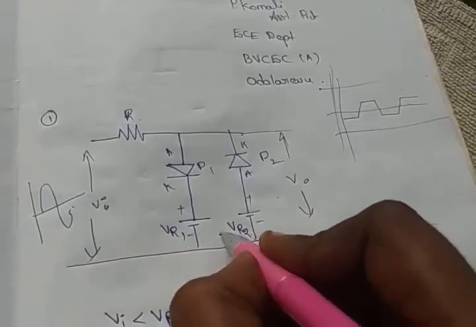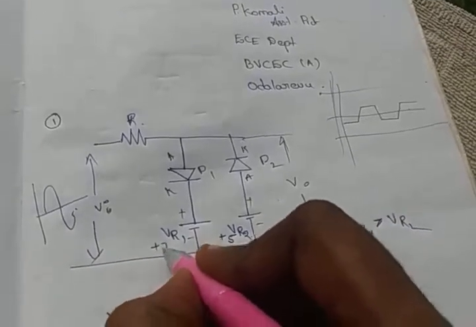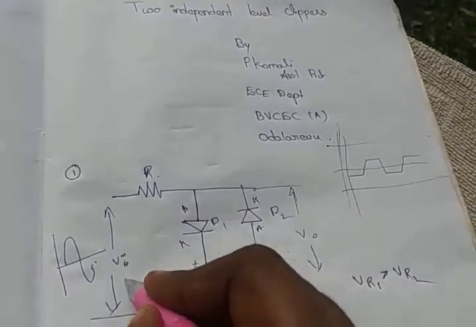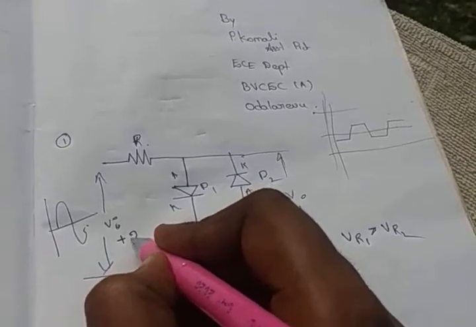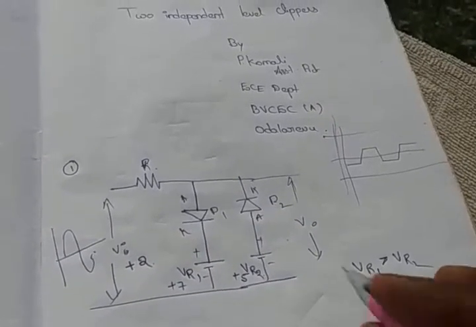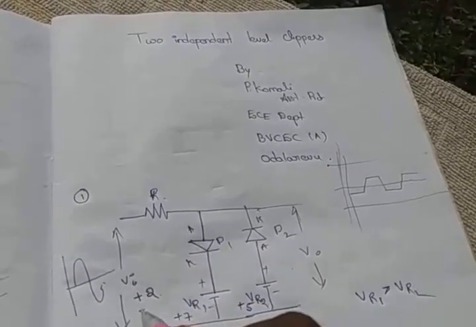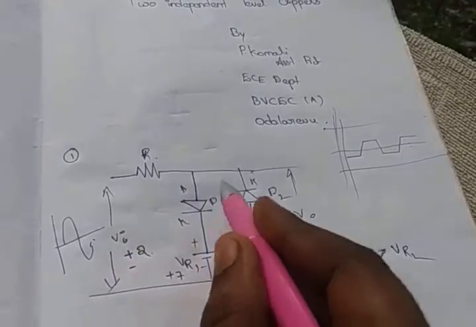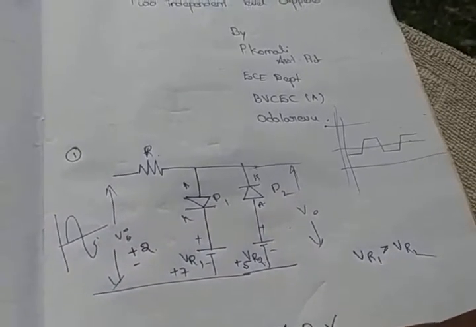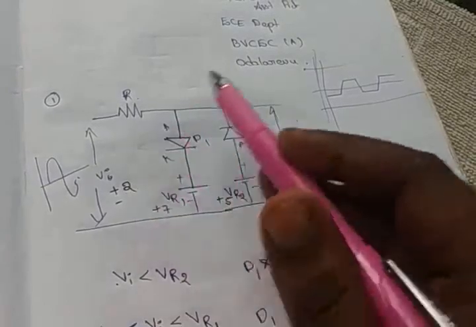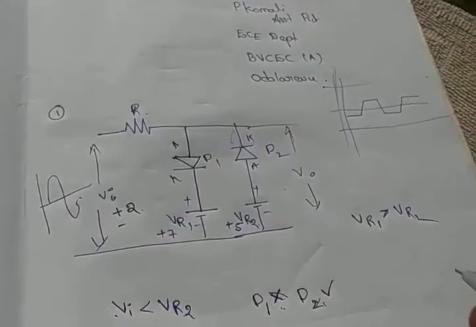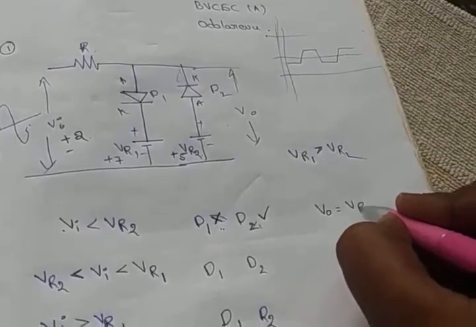Suppose VR2 is fixed to plus 5 and VR1 is fixed to plus 7, so VR1 is greater. For Vi less than VR2, for example plus 2, diode D1 should be off and D2 should be on. Because the reference is connected with negative polarity, D1 acts as an open circuit, it will be off, and D2 will be on. So this is our shunt line and this is our open circuited line, so the output will be equal to VR2.